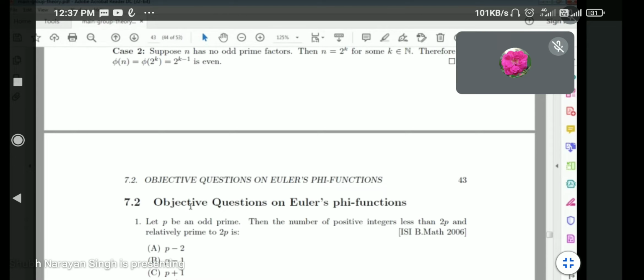See this question. Please read it again. It says that p is an odd prime. That means p is different from 2. 2 is also a prime, but p is an odd prime. p can be 3, can be 5, cannot be 2. So p is an odd prime, and the question is asking for the number of positive integers which are less than 2p, and those positive integers must be co-prime to 2p.